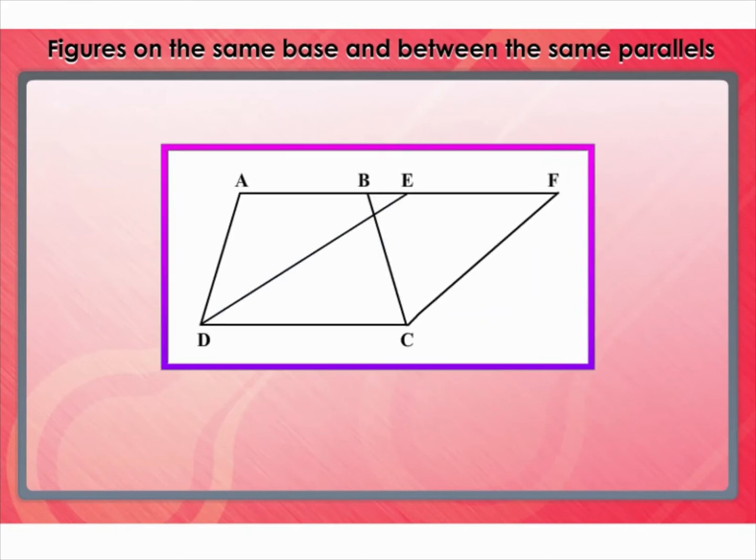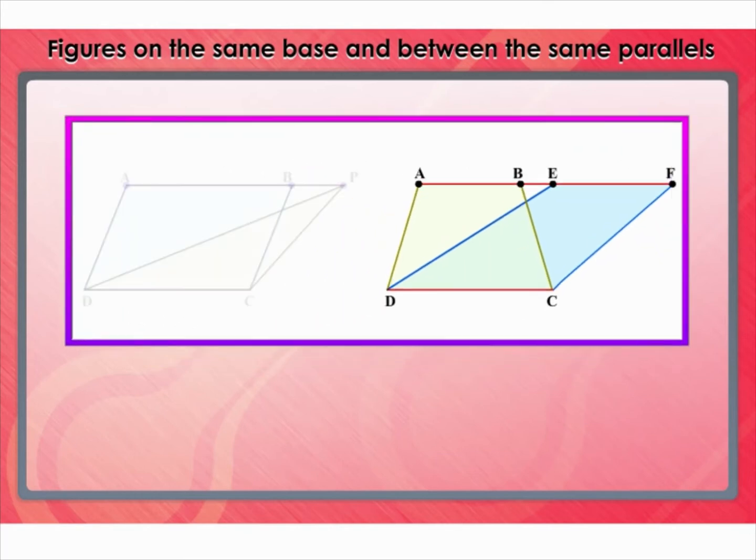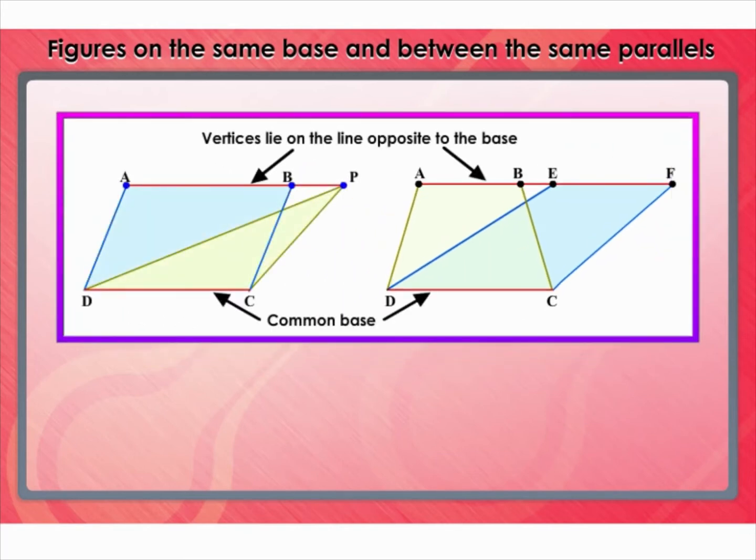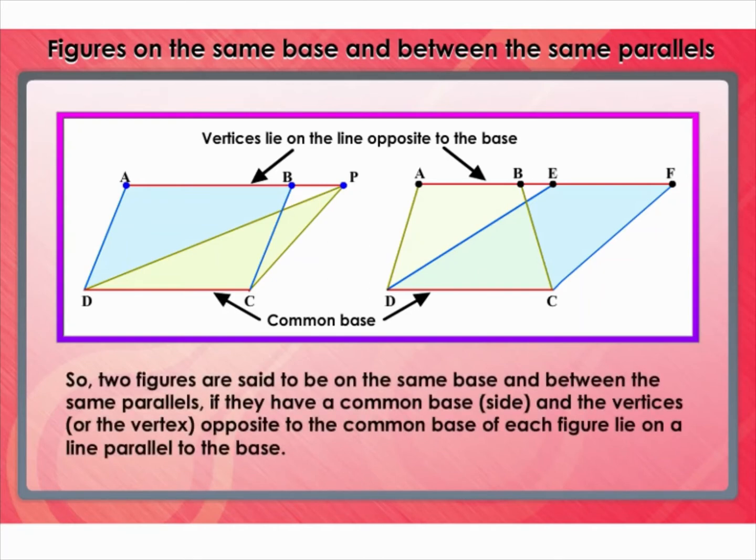Consider another figure. Here, the trapezium APCD and the parallelogram ABCD are on the same base DC. The vertices A, B, E, and F opposite to the base DC lie on the line AF that's parallel to DC. In both the figures, we have polygons that lie on the common base and the vertices that lie on the line opposite to the base. So, two figures are said to be on the same base and between the same parallels if they have a common base side, and the vertices or the vertex opposite to the common base of each figure lies on a line parallel to the base.